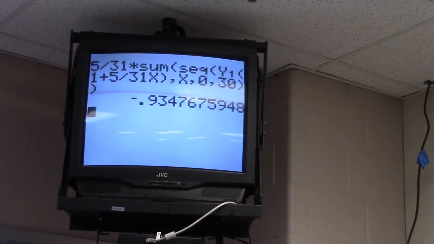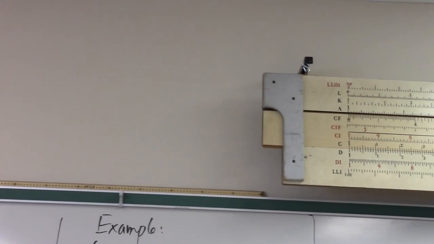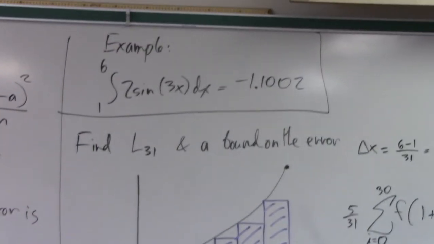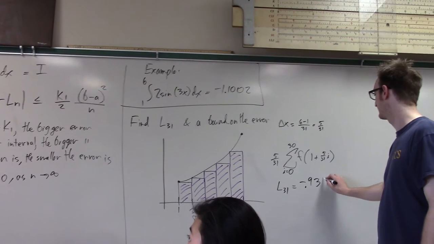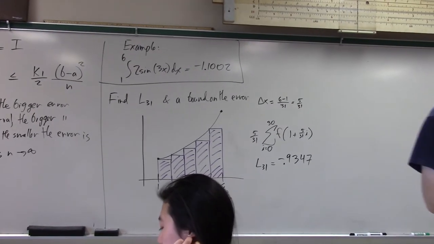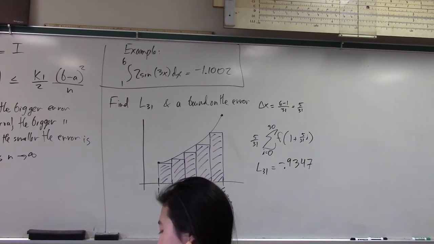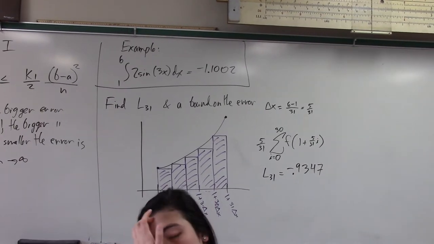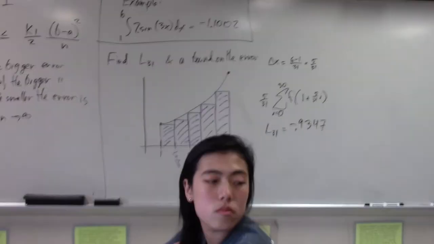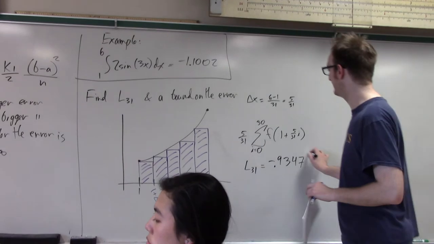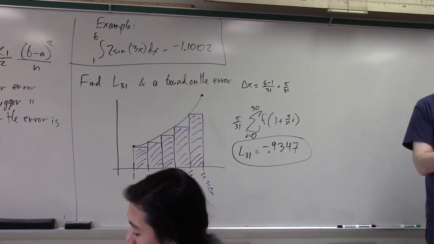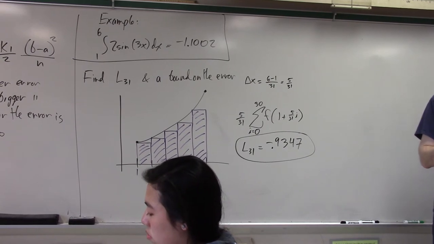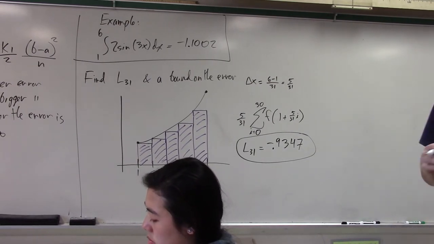All right, so what we have just concluded is that L of 31 is negative 0.9347, and so on. But that's kind of like what we already did last class. What I'm interested in now is, like I was just saying before, just telling me that the integral is about this is meaningless. What I want to know now is how much error did I produce at most?